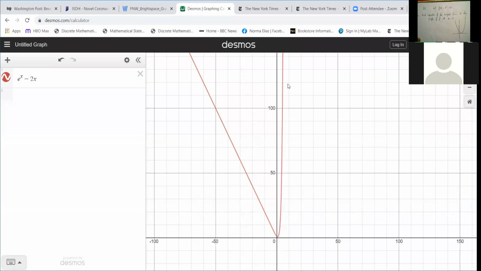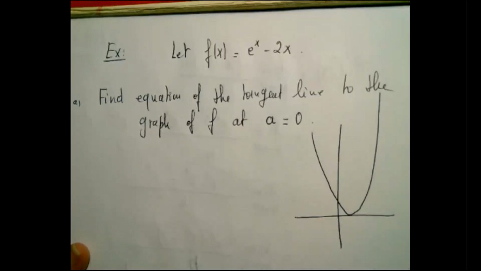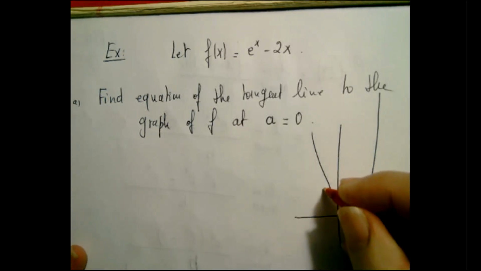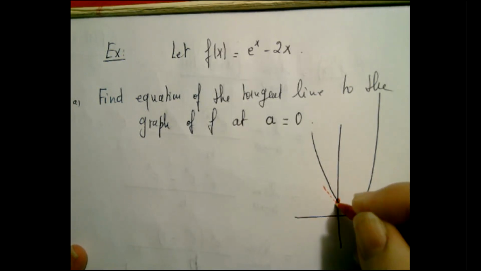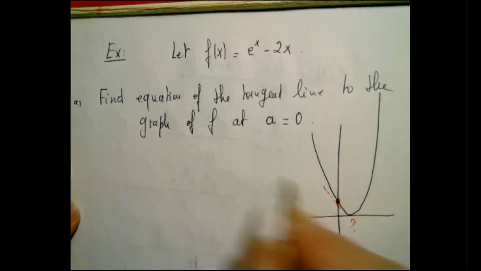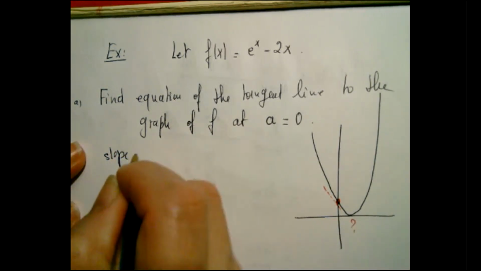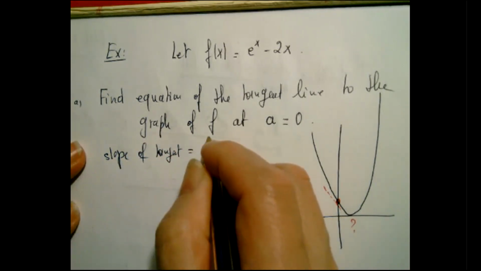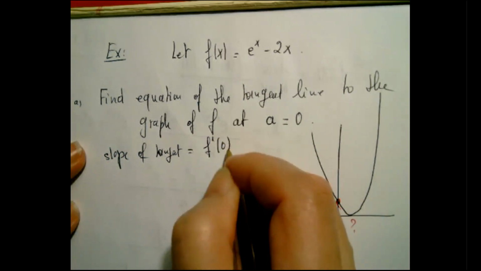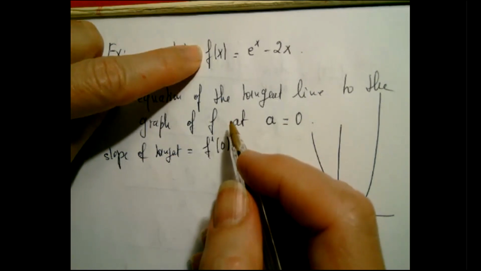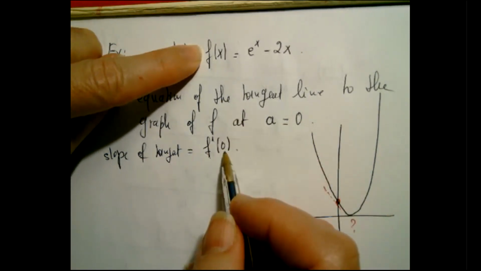All right, so I'll stop the screen sharing. So that's how the graph looks like. And I need the slope here, the tangent. All right, so let's do that. To find the slope, the slope of the tangent is the value that the derivative takes at 0. Very good. But first I have to find the derivative, and then I plug in 0 into the expression.